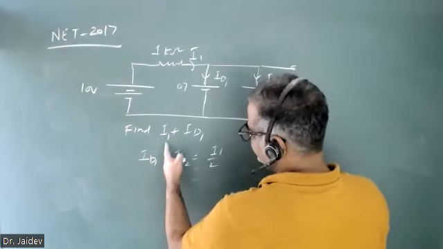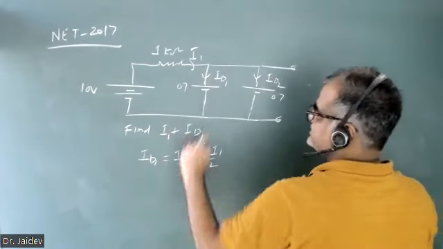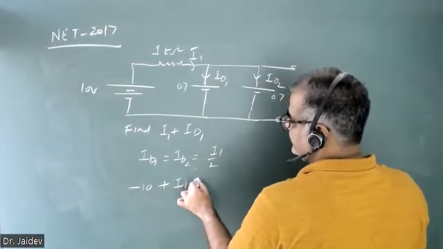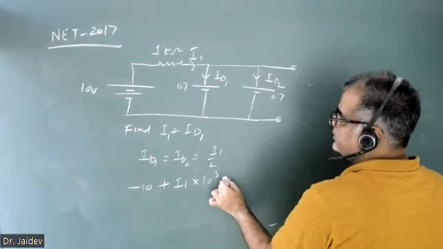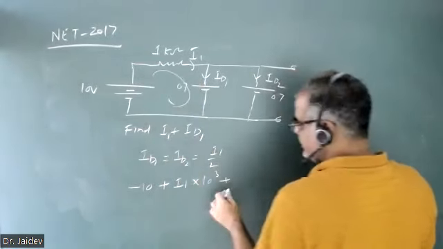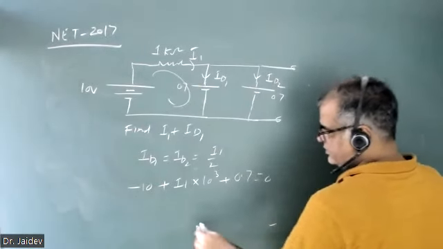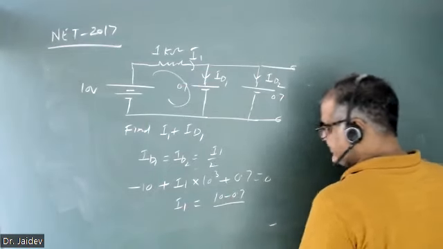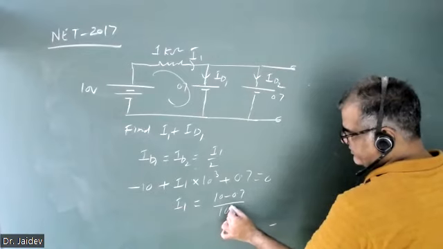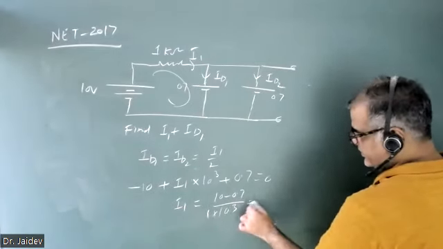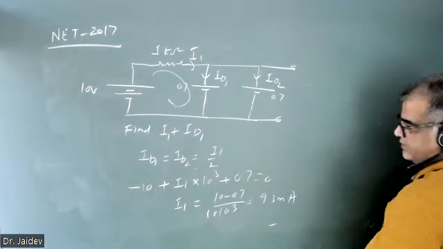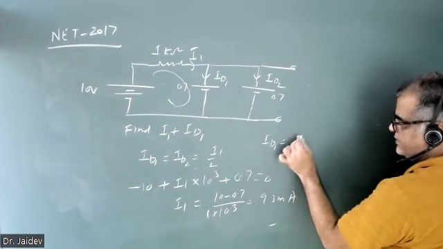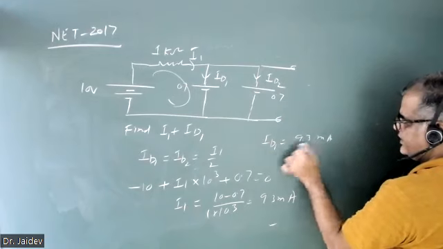Now you need to find I1 plus ID1. So let us first find your I1. Minus 10 volt plus I1 into 1 kilo ohm, plus 0.7 volt equals 0. I am applying KVL in this loop. So your I1 will be (10 minus 0.7) divided by 10 raised to power 3, 1 kilo ohm, that is 9.3 milliampere. And half of this will be ID1. So ID1 will be 9.3 milliampere divided by 2.